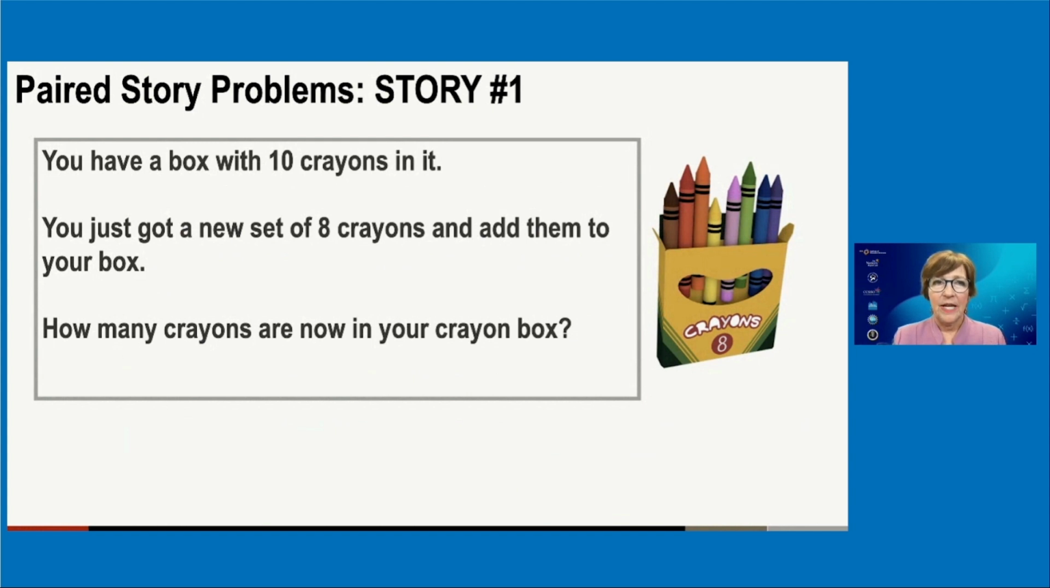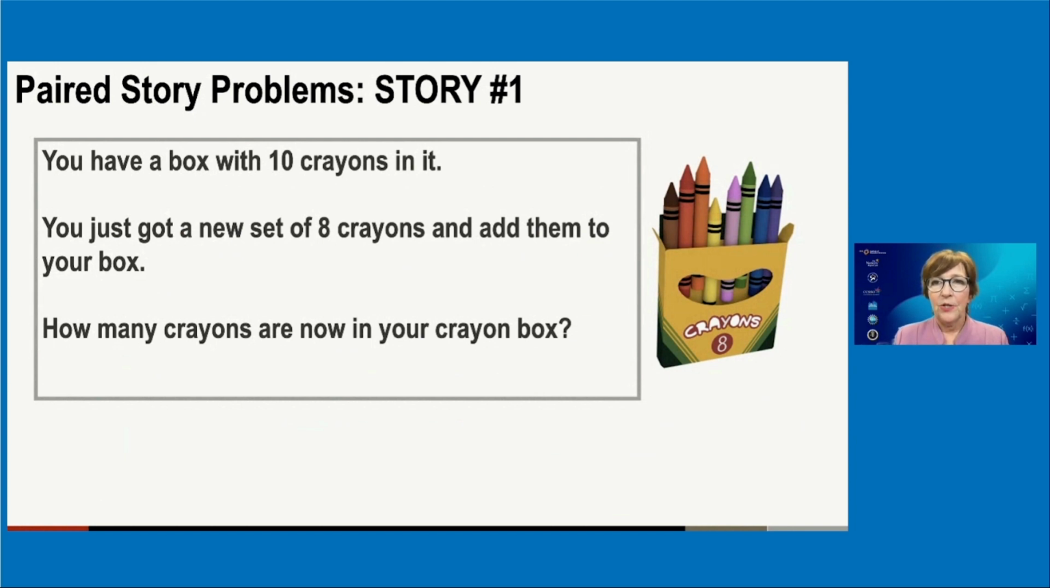So this story is about having 10 crowns. You have 10 crowns. You just get a new set of 8 crowns. How many crowns are now in your crown box? So a teacher would be talking with students and write the equation 10 plus 8 equals 18 on the board, the smart board, or on a piece of newsprint.